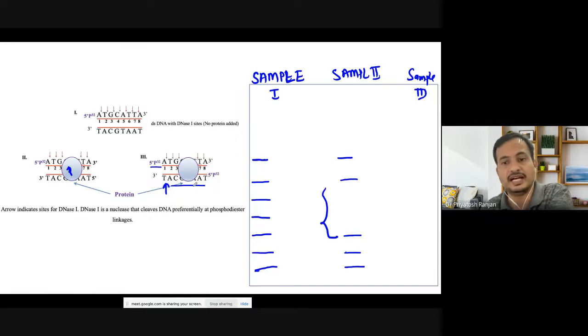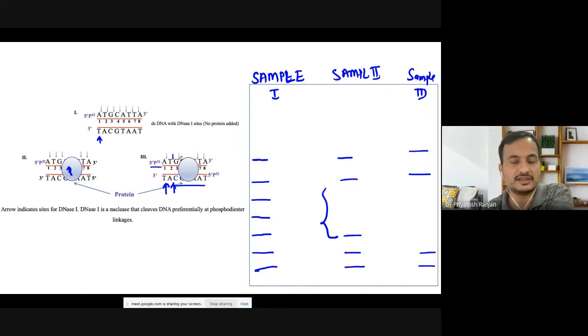So I'm going to get a band corresponding to one. Fine. Just try to draw it on your own, and a band corresponding to seven. So this seven band is coming from the lower strand, because you can see 1, 2, 3, 4, 5, 6, 7. If it's making a cut here, you can consider any position, but I'm just considering one position at a time. In the second case, there is going to be a cut after T here and again after A here. So I'm going to get a band corresponding to 2 and 6.